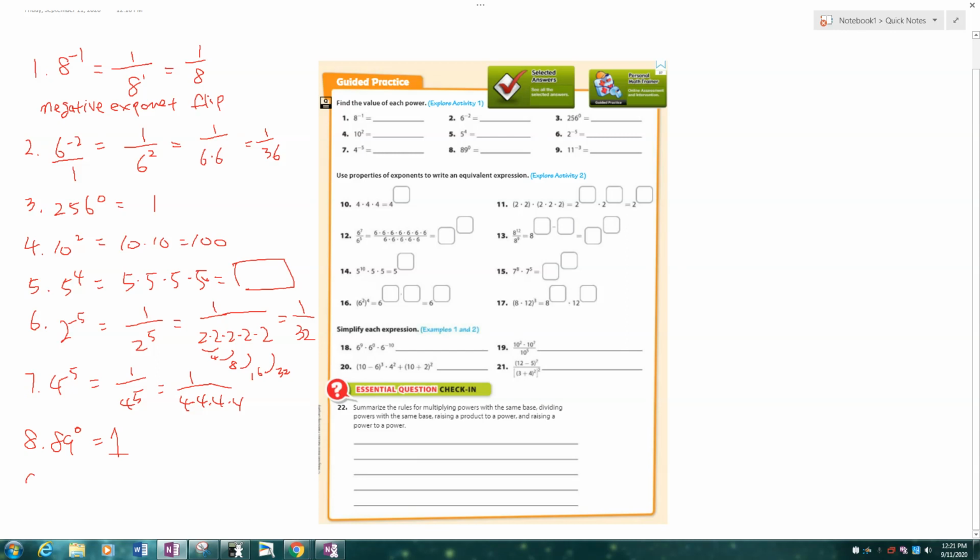Right, number 9. Number 9 is 11 to the negative 3. Negative means flip, so I'm going to write 1 over 11 cubed, but drop the negative. Number 10. I have 4 cubed, and what is this? I have 2 of them, so 2 squared, and this is 3 of them, 2 cubed. Together, I have 5 of them.